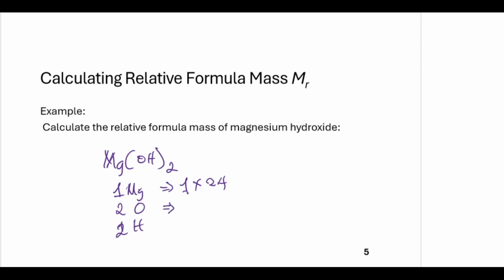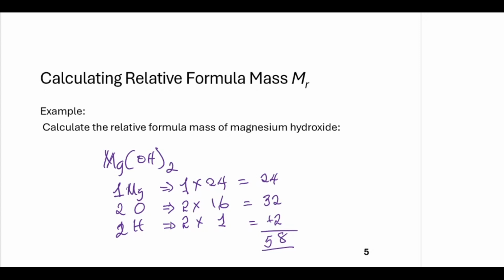For oxygen, there are two atoms, and the relative atomic mass of oxygen is 16. For hydrogen, we have two atoms of hydrogen, and its relative atomic mass is just 1. So if you add all this together, it's going to be 24 plus 32 plus 2. So let's do the addition together. We have 8 here, and then we have 5. So the relative formula mass of magnesium hydroxide is 58.